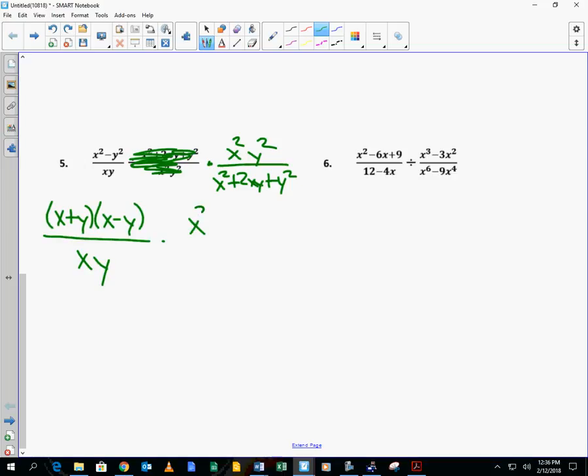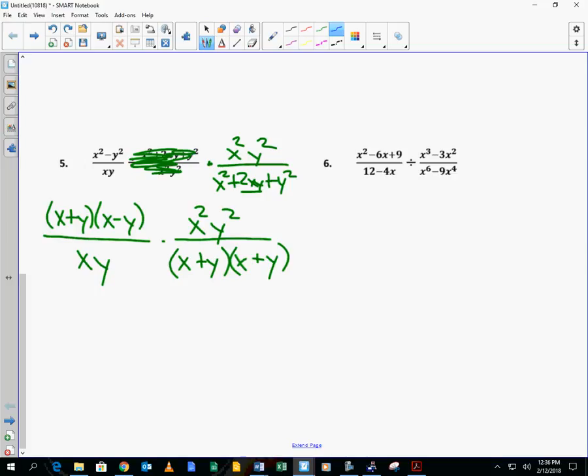The next part, I have x squared, y squared in the top, and in the bottom, what multiplies to x squared? We've got x times x. What multiplies to y squared? We have y times y. And let's see if we get the middle. X times y is xy. X times y is xy, and that makes my 2xy. So that is factored correctly.